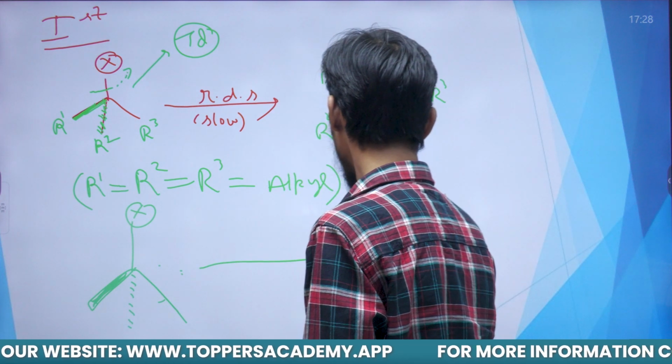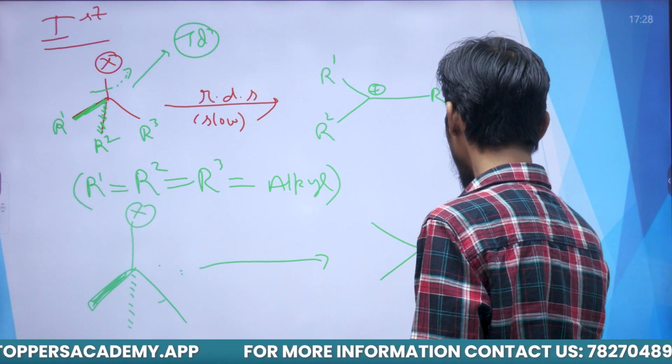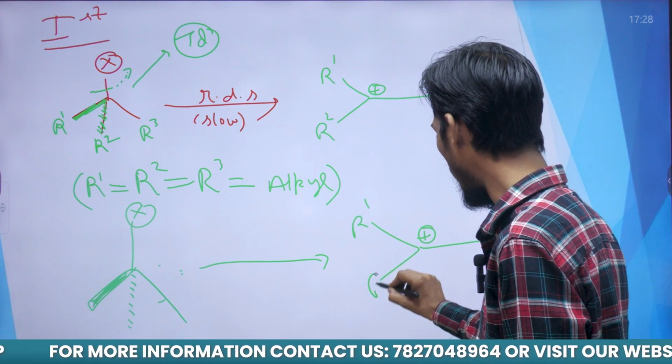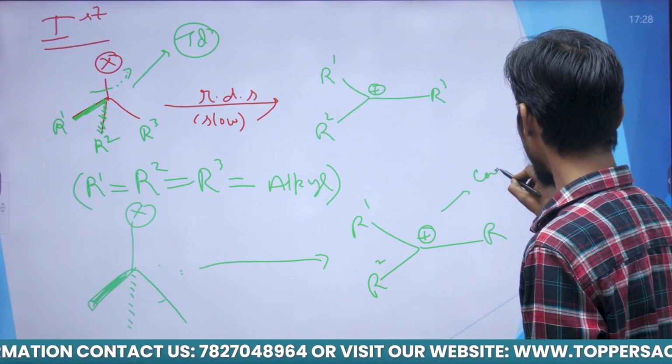But what happens after this? All three bonds are on the plane only: R1, R2 and R3. And this is a carbocation.